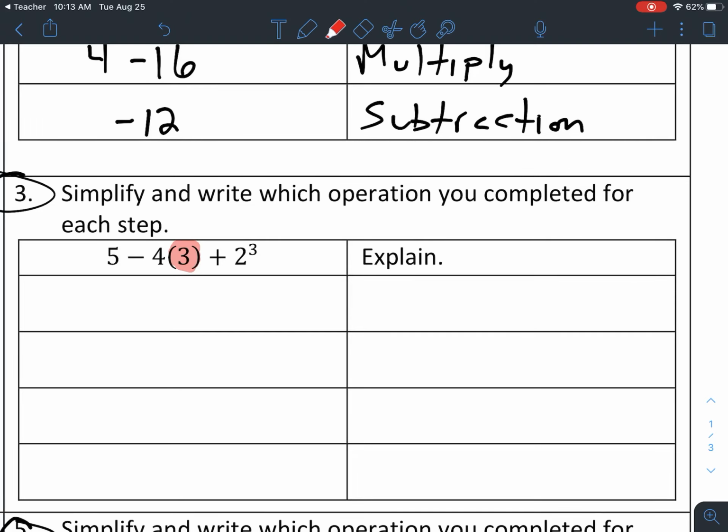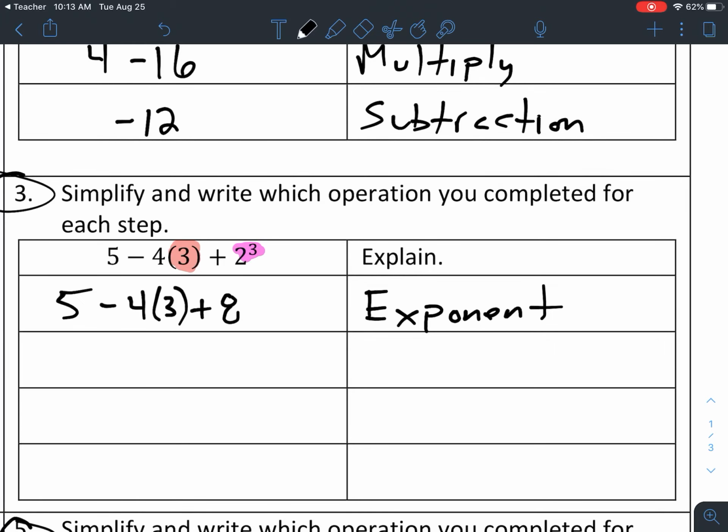But we do have this right here. We have an exponent. So that's our first thing, because we said please excuse, so parentheses, exponent, multiply, divide, add, subtract. So our first thing we're going to write is exponent. And all that means is it's 2 times 2 times 2. Okay, so it's 3 2's times each other. So it's not 3 times 2, it is 2 times 2, which is 4, and then 4 times 2, which is 8, plus 4 parentheses 3, and 5 minus 4 parentheses 3 plus 8.